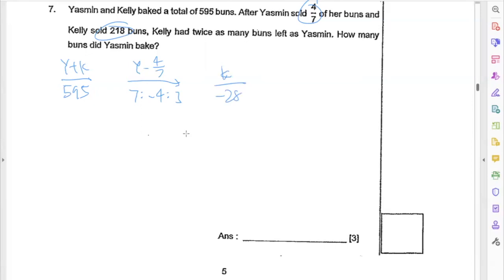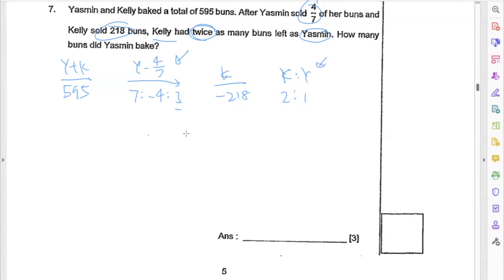And let me write this properly. 218. And finally, Kelly had twice as many buns left as Yasmin. So Kelly, Yasmin, twice. Okay. Now let's look for the common base because there are 2 ratios, 1 ratio here and 1 ratio here. The common base between these 2 ratios, the common identity or person, is Yasmin. So the common base will be the end of Yasmin.